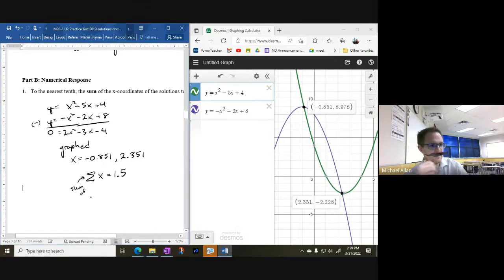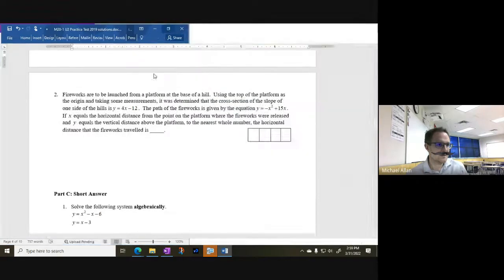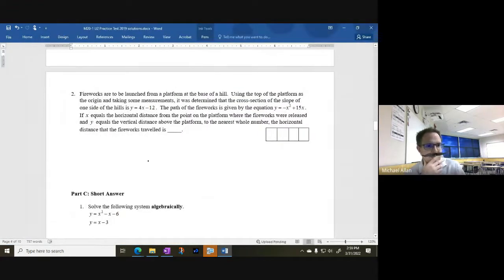Sum of, okay. Let's see what we have here. Fireworks traveling around. If x equals the horizontal distance, vertical distance, what are we trying to find?